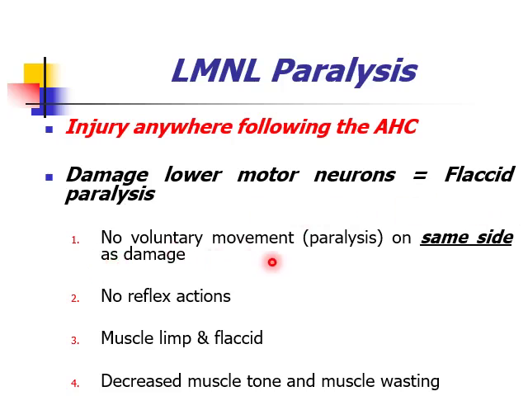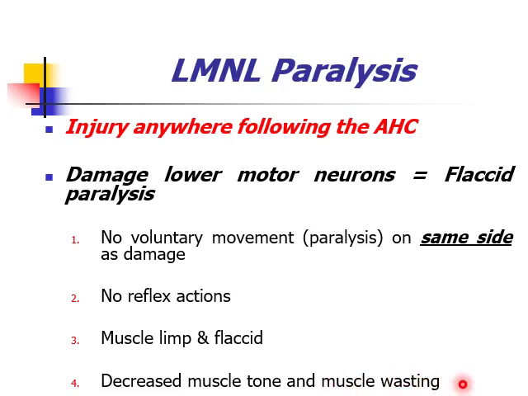There is no voluntary movement on the same side of the damage. The upper motor neuron usually happens to the opposite side of the body, whereas for the lower motor neuron damage or paralysis, usually the paralysis happens at the same side of the body. There are no reflexes at all. The muscle is limp and flaccid with no tone, decreased muscle tone, and muscle wasting.